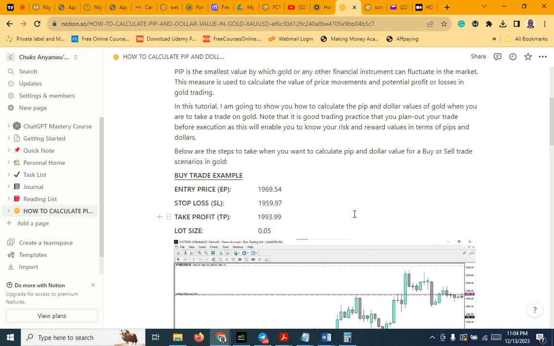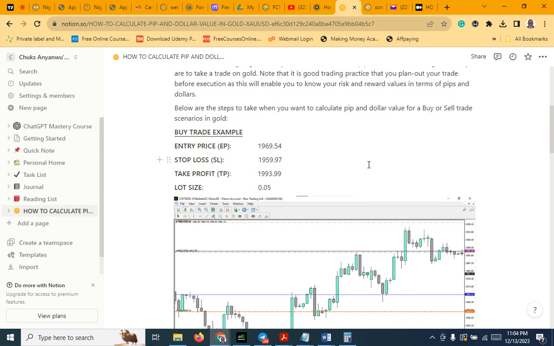Now, we're going to look at two scenarios. We're going to look at the buy scenario, and we're going to look at the sell scenario. So now let's look at the sell scenario. Let's say you want to take a trade, and your entry price is 1969.54, and your stop loss is this, and your take profit is this value. And let's say you are using a 5 micro lot size for this trade. Sorry, not mini size, it's micro lot size.